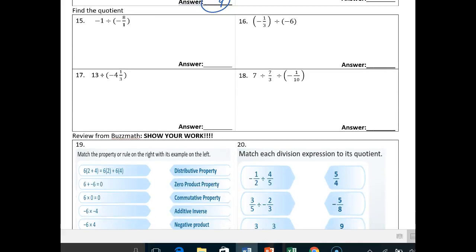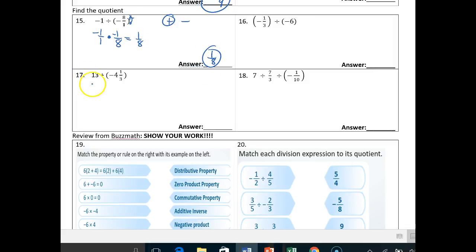All right, number 15, I get negative 1 over 1 times, let's flip it, right? When we find the quotient, we flip the second fraction or invert it, times negative 1 over 8. Since I have two negatives, 1, 2, my answer will be positive. So I get 1 over 8 is my answer.